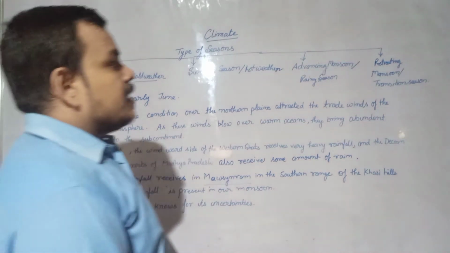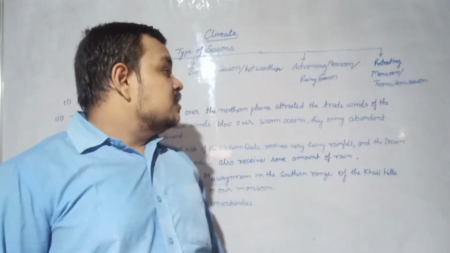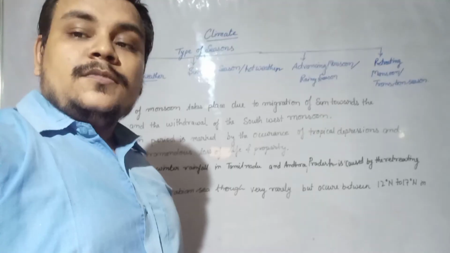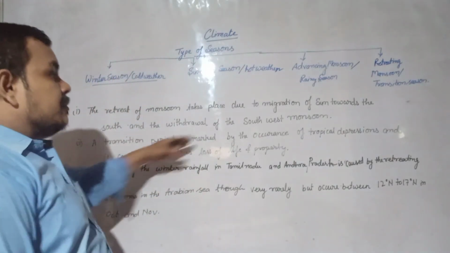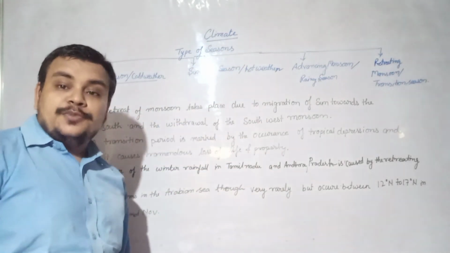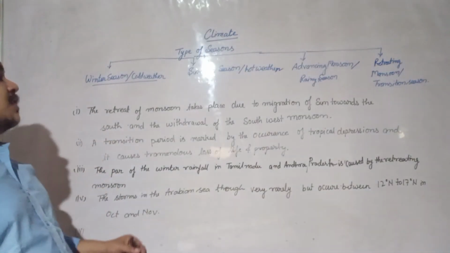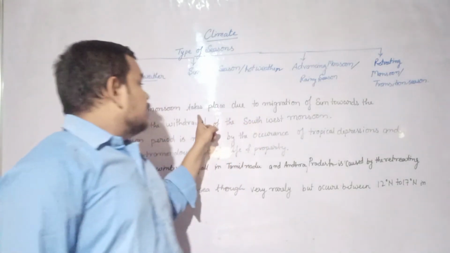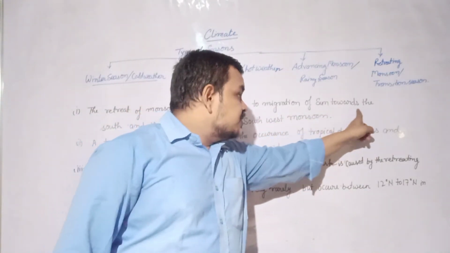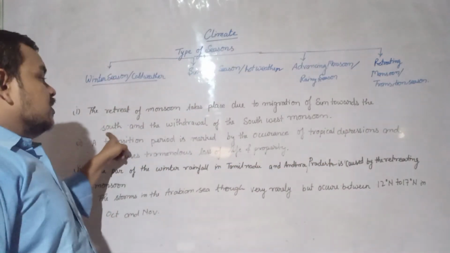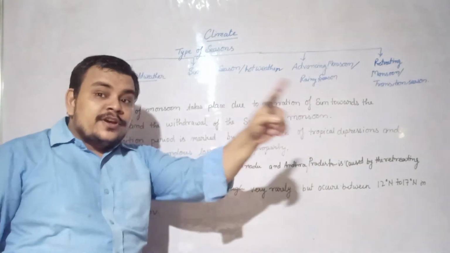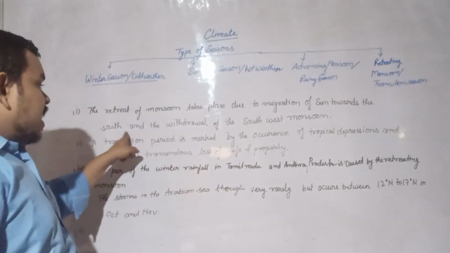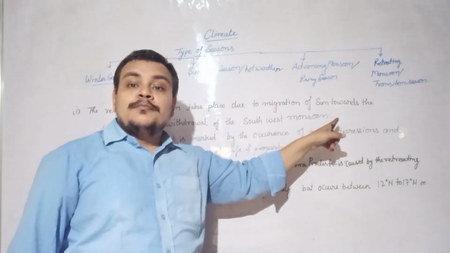Now we will study the retreating monsoon, which is also given another name, the transition season. The features of the transition period are: the retreat of the monsoon takes place due to the migration of the sun toward the south. In summer it was moving toward the north, and now it is moving toward the south, and the southwest monsoon withdraws.